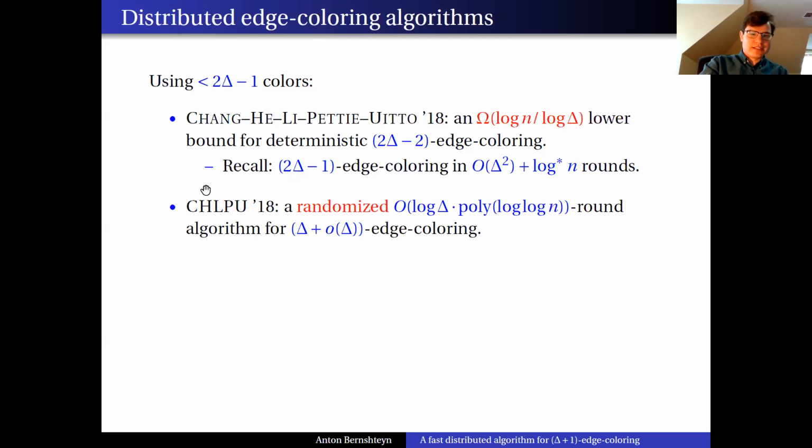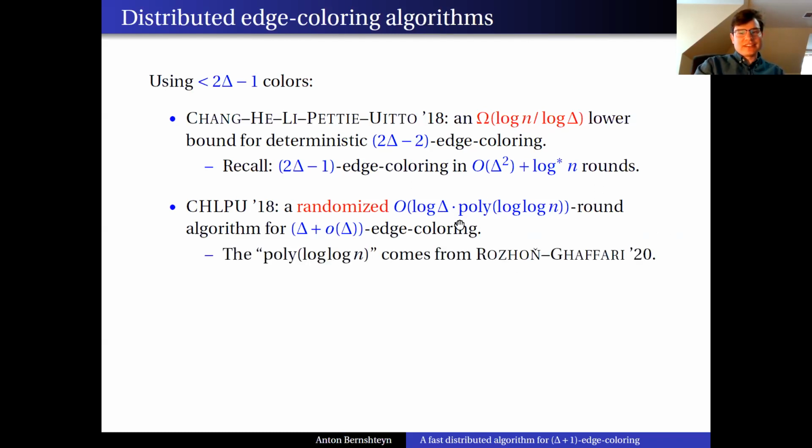can be breached. In the same paper, these authors presented a randomized algorithm for delta plus little o of delta edge coloring that works in big O of log delta times something polynomial in log log n rounds. And here I should say that I'm not being completely precise when I say that this is how many rounds the algorithm they presented requires. The algorithm depends on a certain subroutine, and depending on how quickly one can solve the subroutine, the speed of this algorithm changes. So precisely the value of polynomial in log log n comes from a very recent work of Rozhoň and Ghaffari. So this is somehow the best known of what we know now. We can plug in this setup of this algorithm. And the point is that you can see differences between deterministic and randomized algorithms here.